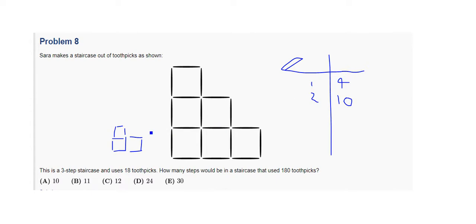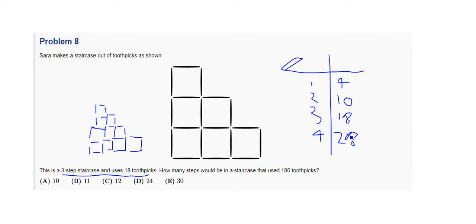If we had a 3-step staircase, it already shows us here, 3 steps, 18 toothpicks. Let me just draw in the 3. If we had a 4-step staircase, we'd have 18 plus 19, 20, 21, 22, 23, 24, 25, 26, 27, 28. That is all we need.